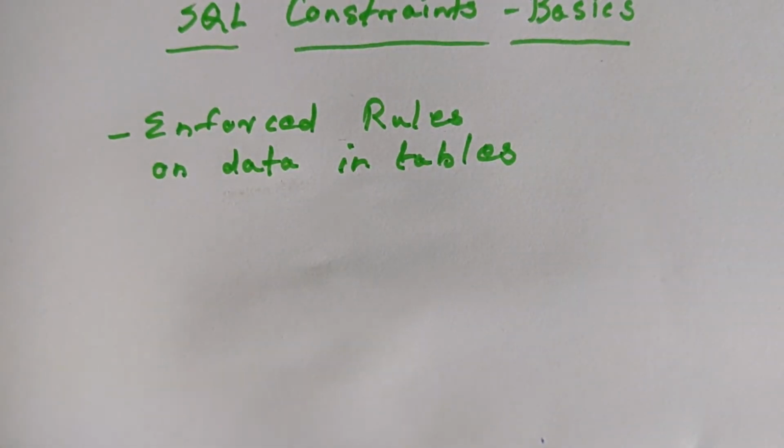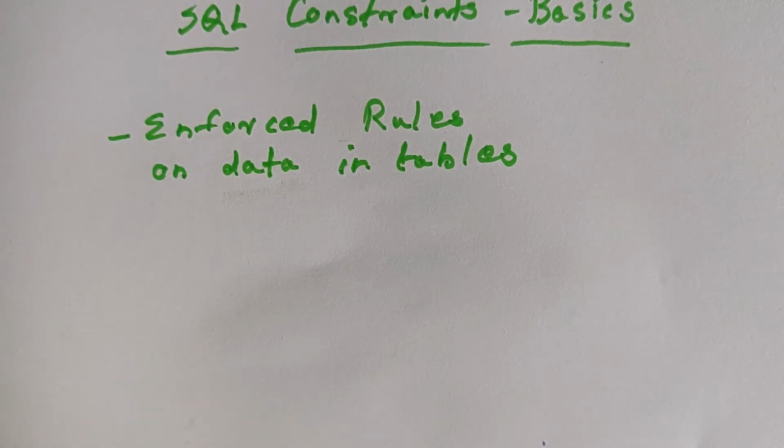Basically, these rules help us limit the type of data that can go into a table. That way we can ensure that the accuracy and reliability of the data is maintained throughout the database, so that we don't end up creating or maintaining any unwanted data in any table. That is why SQL constraints are very useful for us.